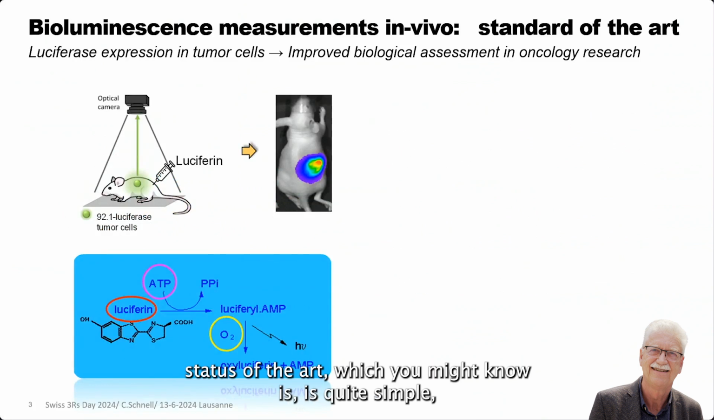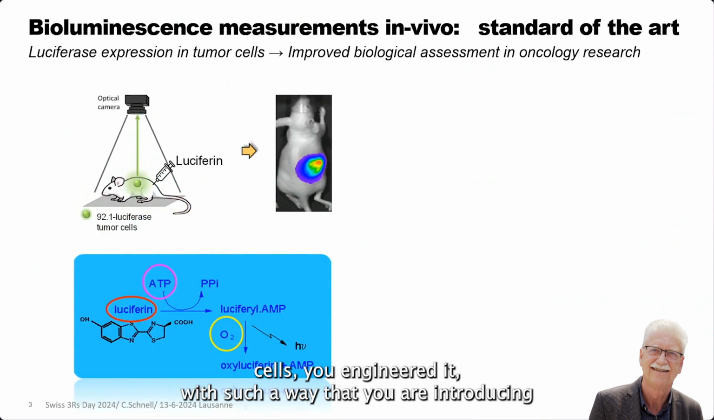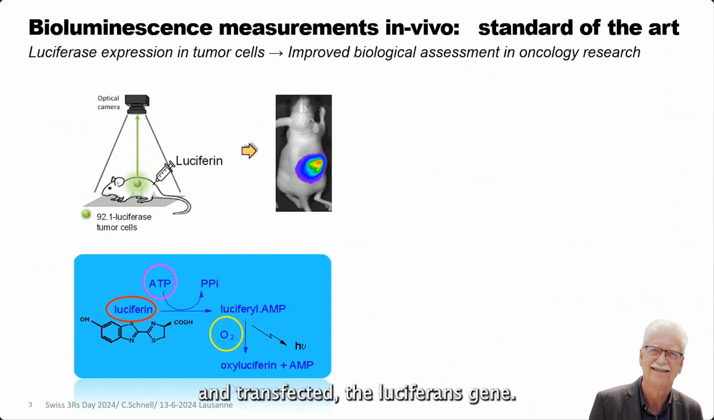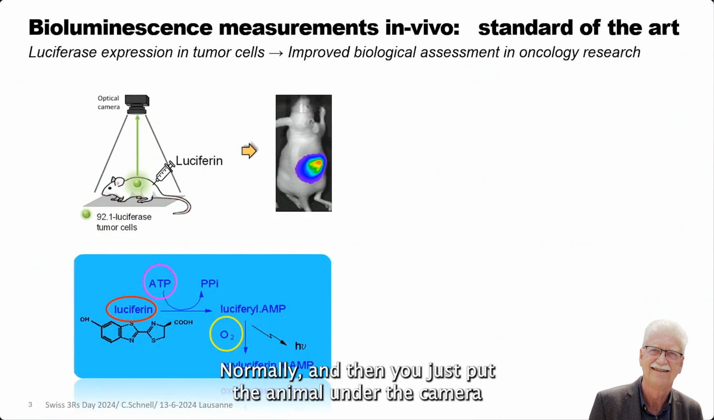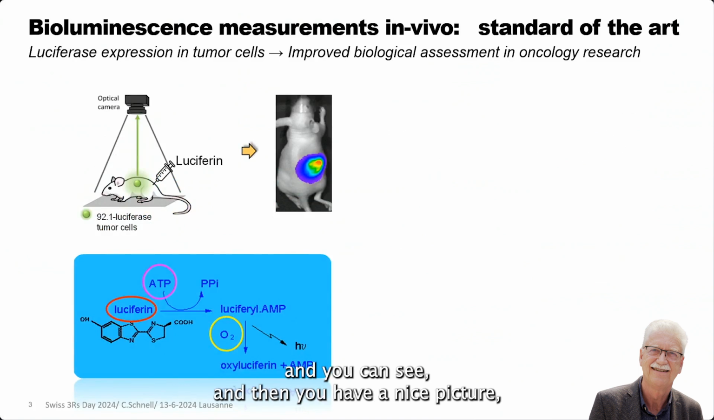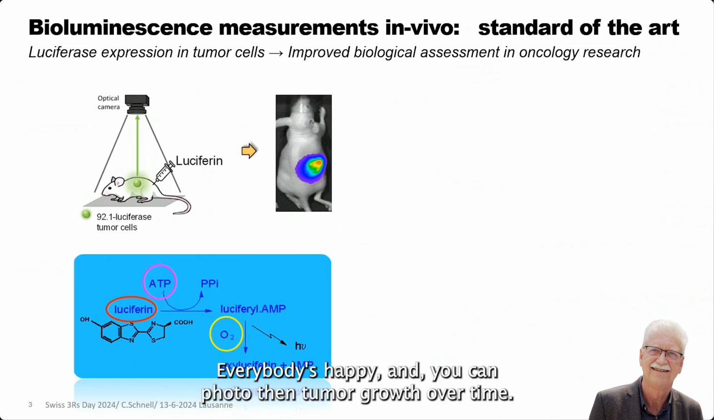So the state of the art, which you might know, is quite simple. Mostly what you do, you take tumor cells, you engineer them in such a way that you introduce and transfect the luciferase gene. Then you have to inject the substrate, luciferin, into the animal. You wait for 15 minutes normally, and then you just put the animal under the camera, as you can see, and then you have a nice picture. As you can see in the middle, everything is fine. It doesn't take long. It takes 1 minute to take such a picture, and you can put this in a publication. Everybody is happy, and you can follow the tumor growth over time.